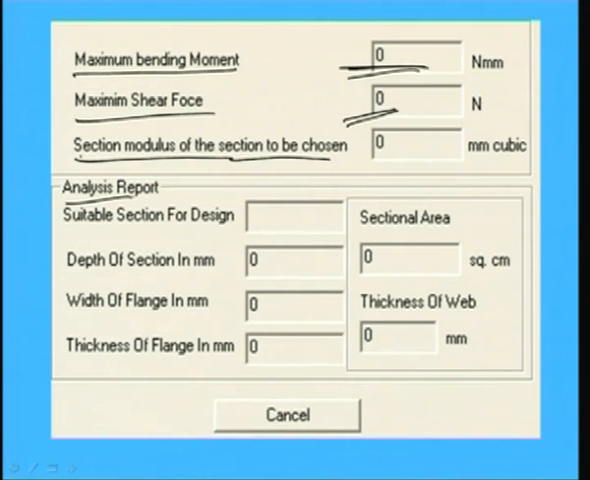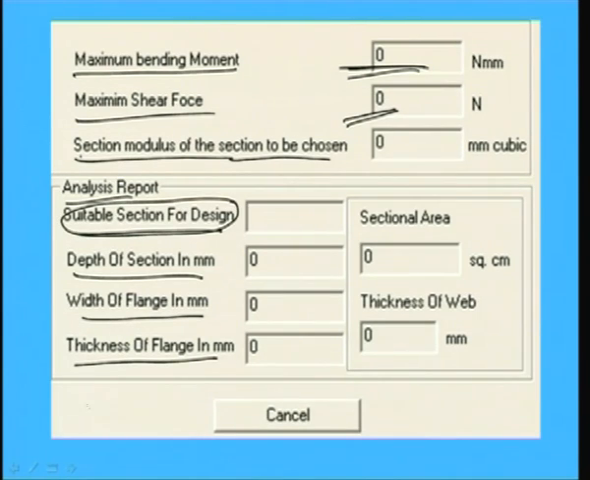Then you will get the analysis report with the suitable section for design. It will take the suitable section from the IS code automatically, where the data of the IS code, that means SP6 data, has been entered in the program and stored there, right. Then the depth of section required, width of flange required, thickness of flange, sectional area and thickness, everything about the chosen section is given. Now you see, from this we can find out the result of the design of a beam within a fraction of a minute.